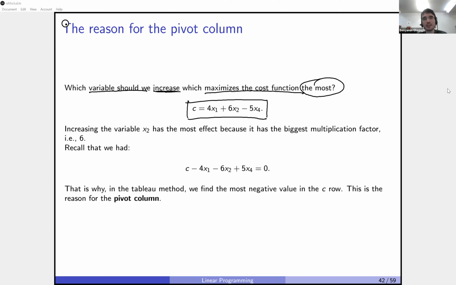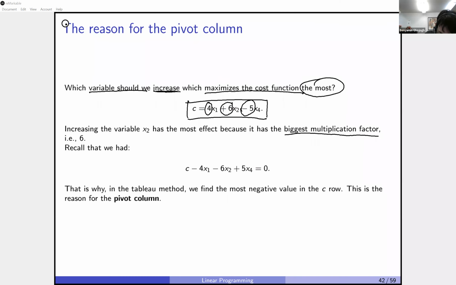Well, x2 would have the greatest effect. Exactly. Because its factor is positive and is the most positive number. It's greater than 4. So whatever you increase, 6 times will have more effect than 4 times. -5 is even worse. When you increase x4, it will decrease the cost function. So among all of these, x2 is better because it has the biggest multiplication factor, which is positive.